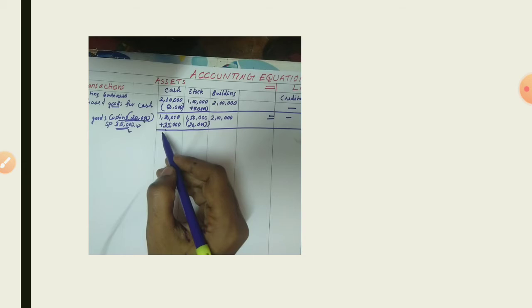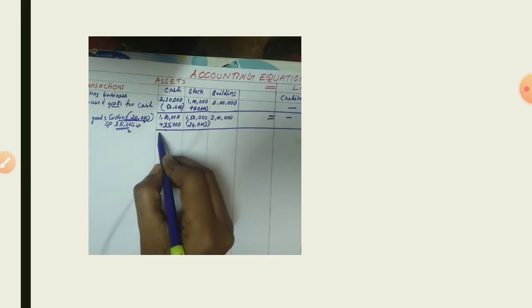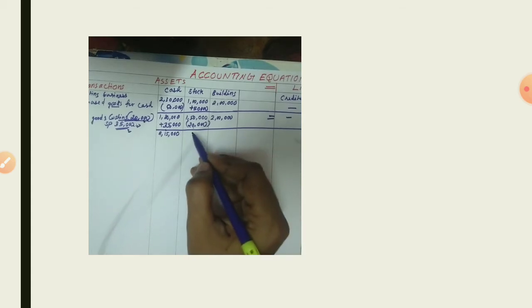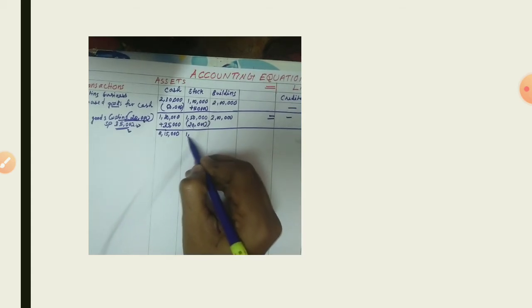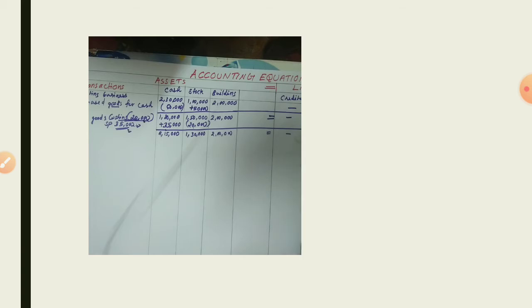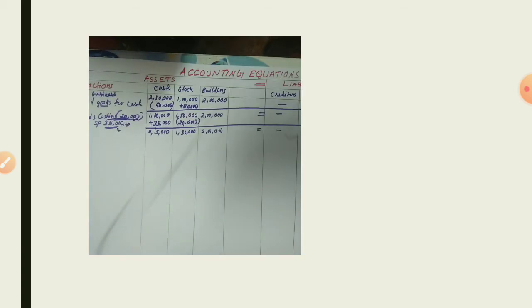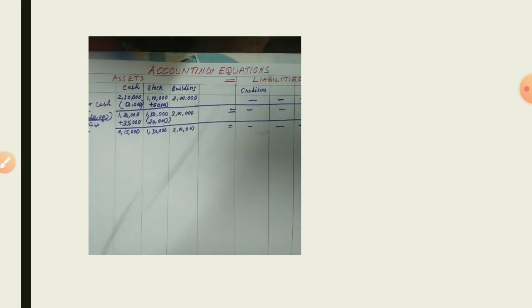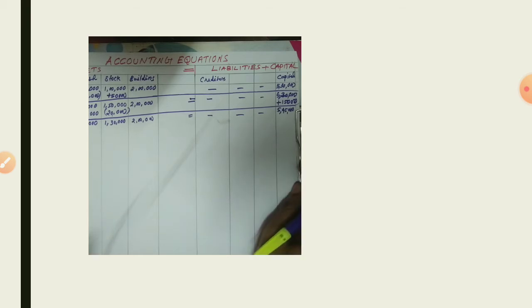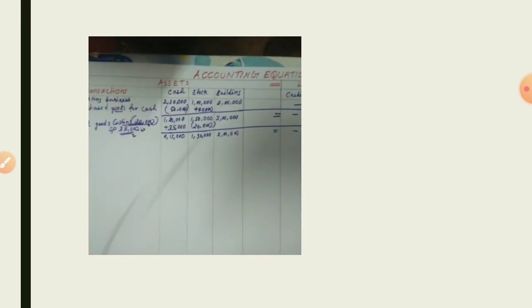Okay, so again put a line and add or minus, whatever may be the case. So 1,80,000 plus 35,000, 2,15,000. Here 1,50,000 minus 20,000, 1,30,000. Stock reduced, building same, creditors nothing. Our profit, the capital, becomes how much? 5,45,000. Okay, capital increased.